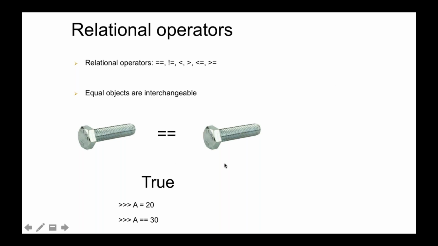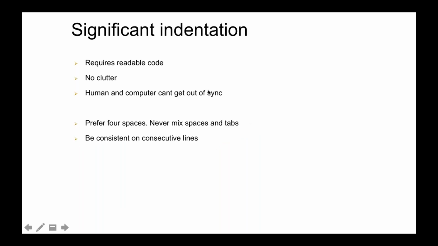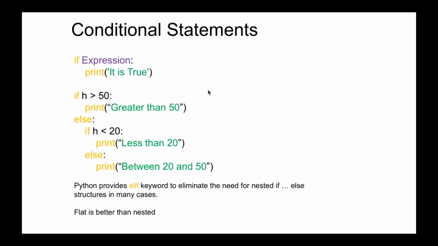This is the conditional operator, relational operators we say. So it can be less than, greater than, double equal to, not equal to, and so on. This is what it is all about, the condition. And one more thing.